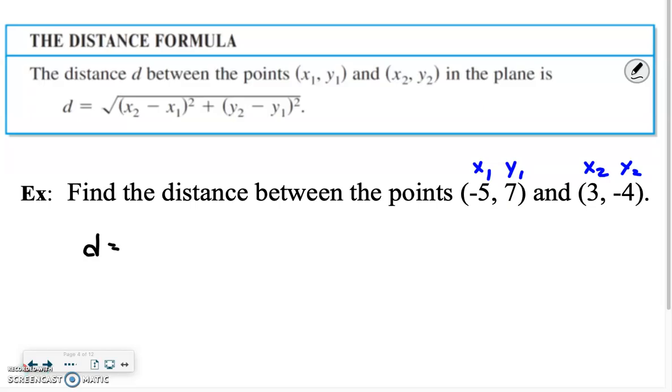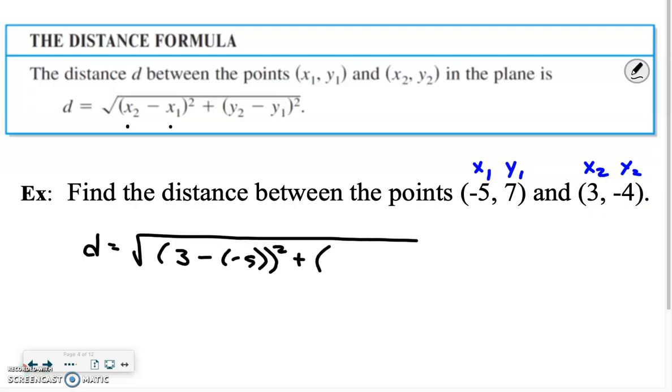So the distance is going to be the square root of, now we just start plugging in. So we've got to go x2 minus x1. So we look up there, x2 is 3 minus x1 is negative 5. We're going to have to square that. Plus y2 minus y1. Well, what's the y2 value, please? Anybody? Negative 4. Minus the y1 value is 7. We're going to square that.